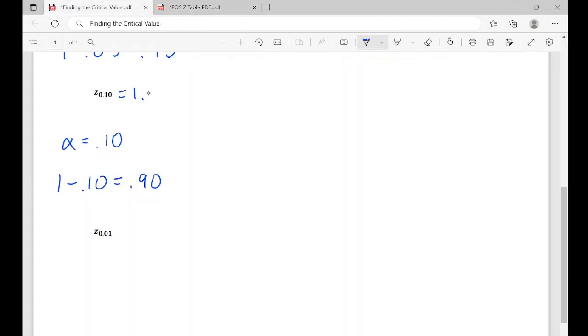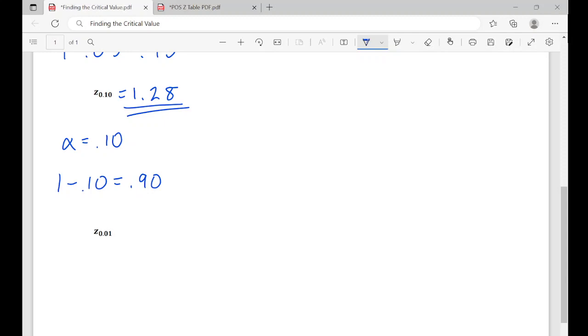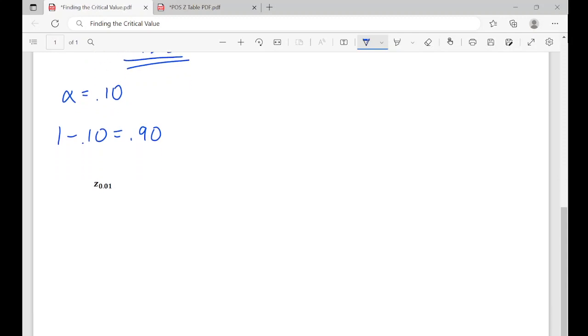So 1.28. And again, that is the table. Let's use our calculator again to just prove that it's the exact same answer. So second vars, number 3, and we're going to put in 0.90, and we get 1.28, the exact same answer. So calculator table, no difference, it's all good. Let's do one more just to make sure we are confident in our abilities.